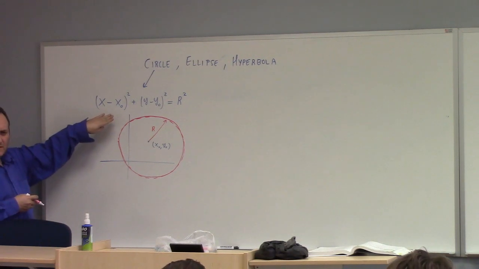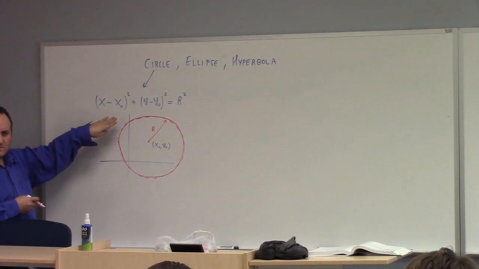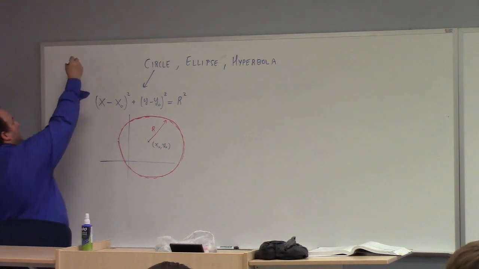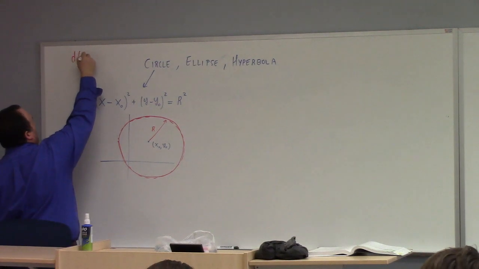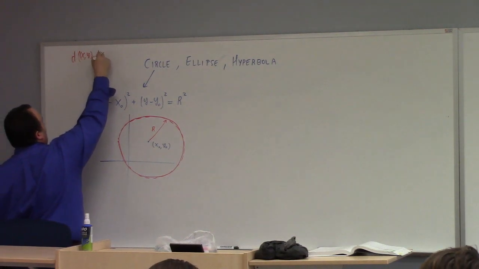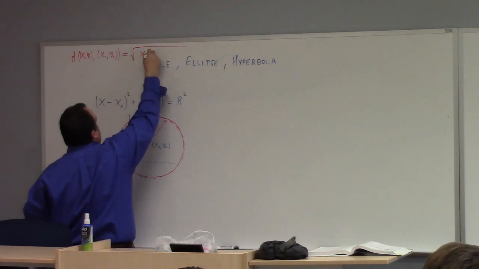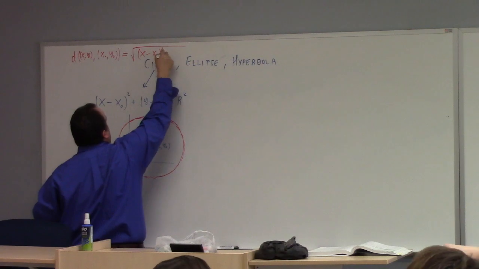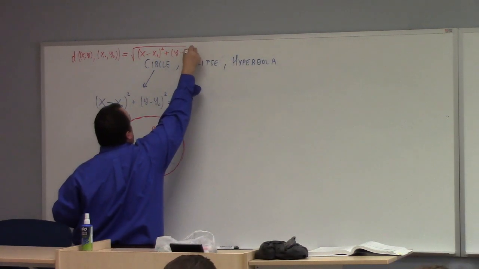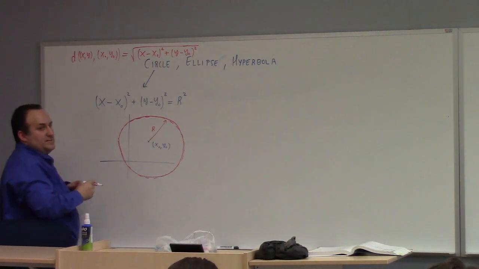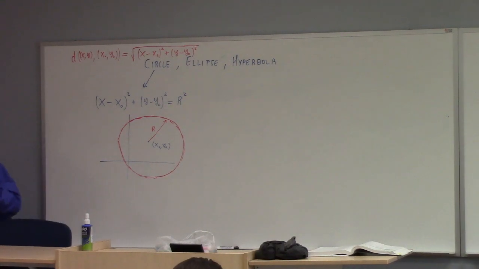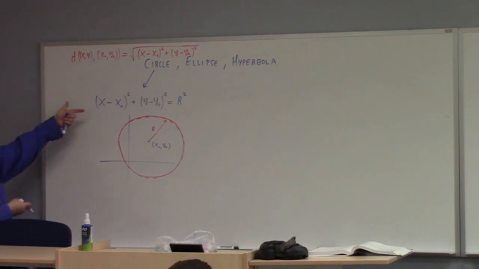Do you guys remember the formula for the distance between two points? No? So the distance from (x, y) to (x naught, y naught) is equal to the square root of (x minus x naught) squared plus (y minus y naught) squared. This is the distance formula. You take the sum of the squares of the differences between the two points in question, and you take the square root of that. Essentially, it's from the Pythagorean theorem, right? If you square that, you get this.